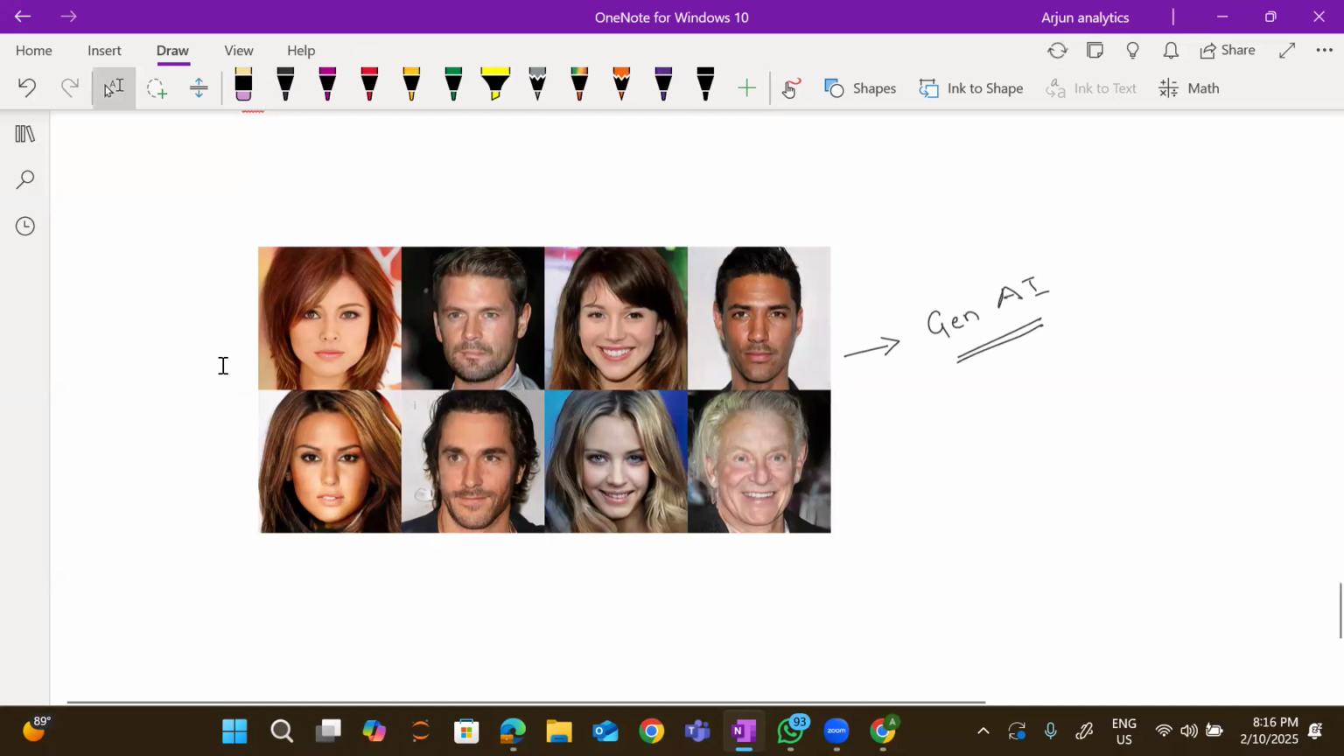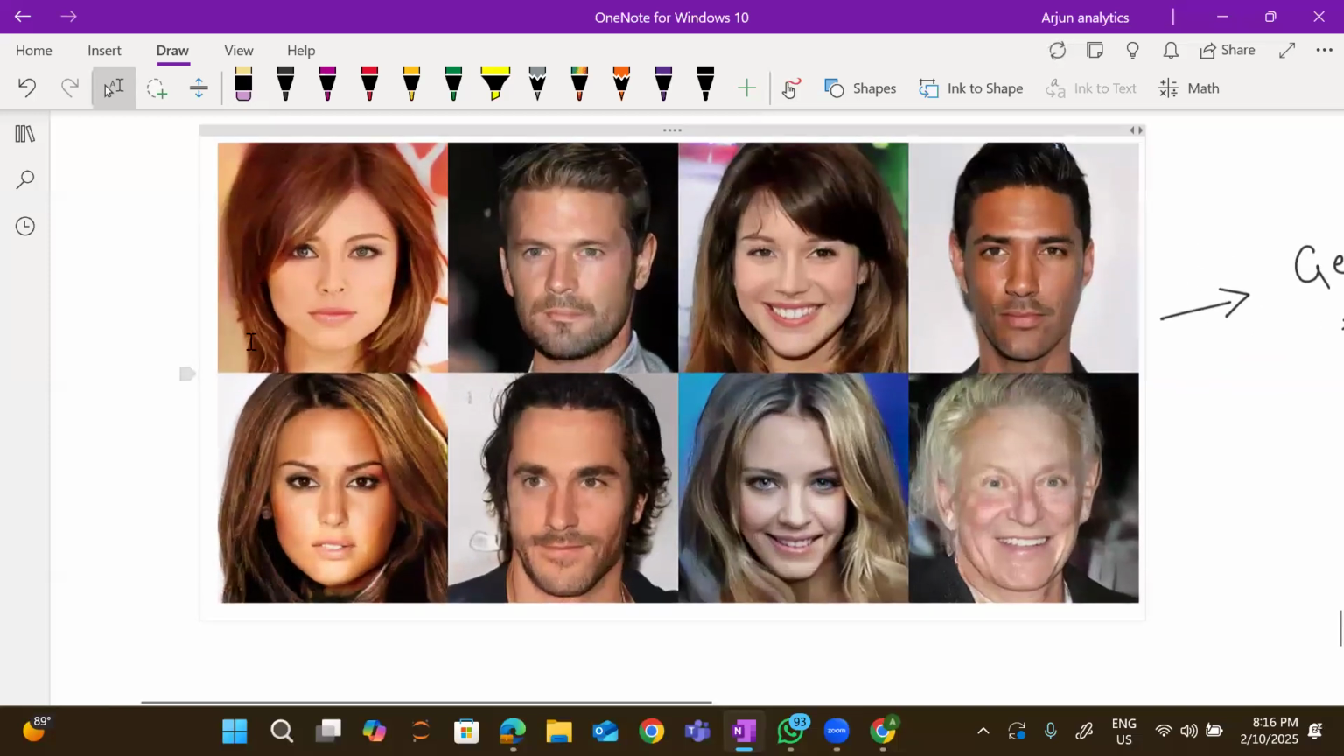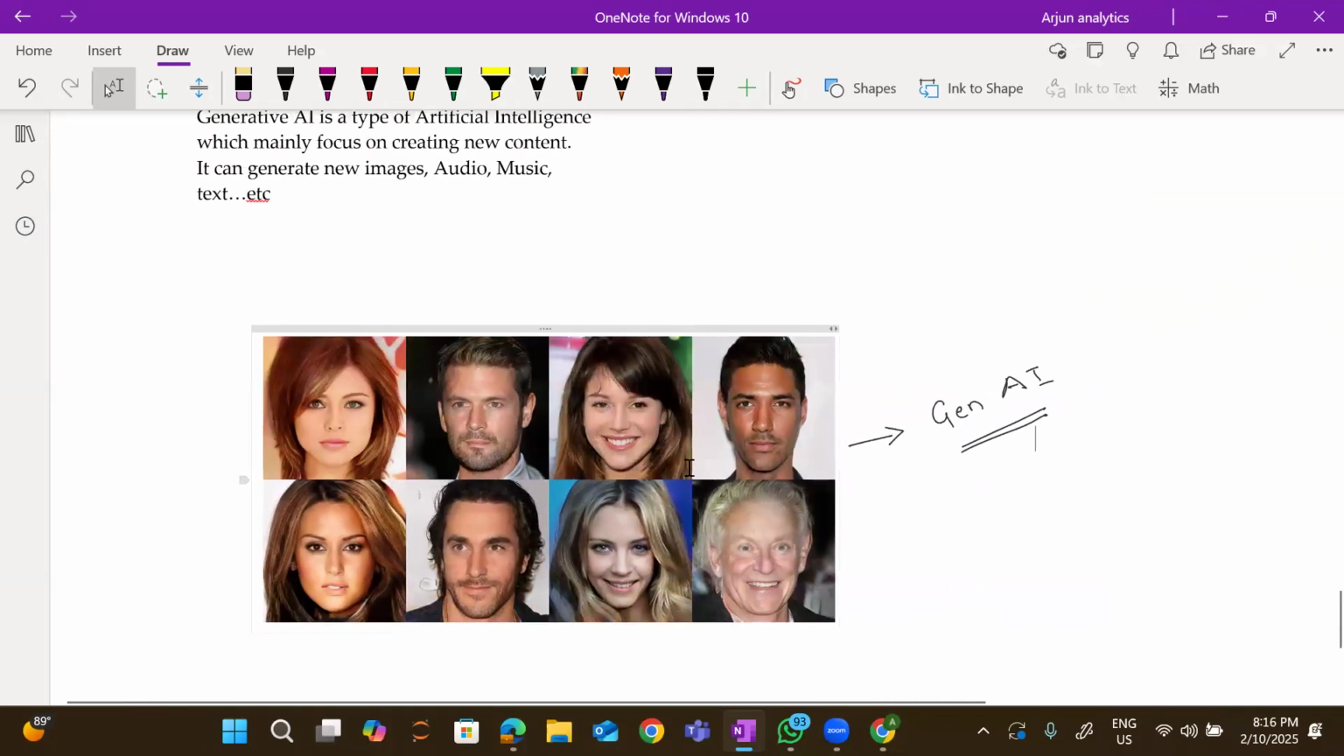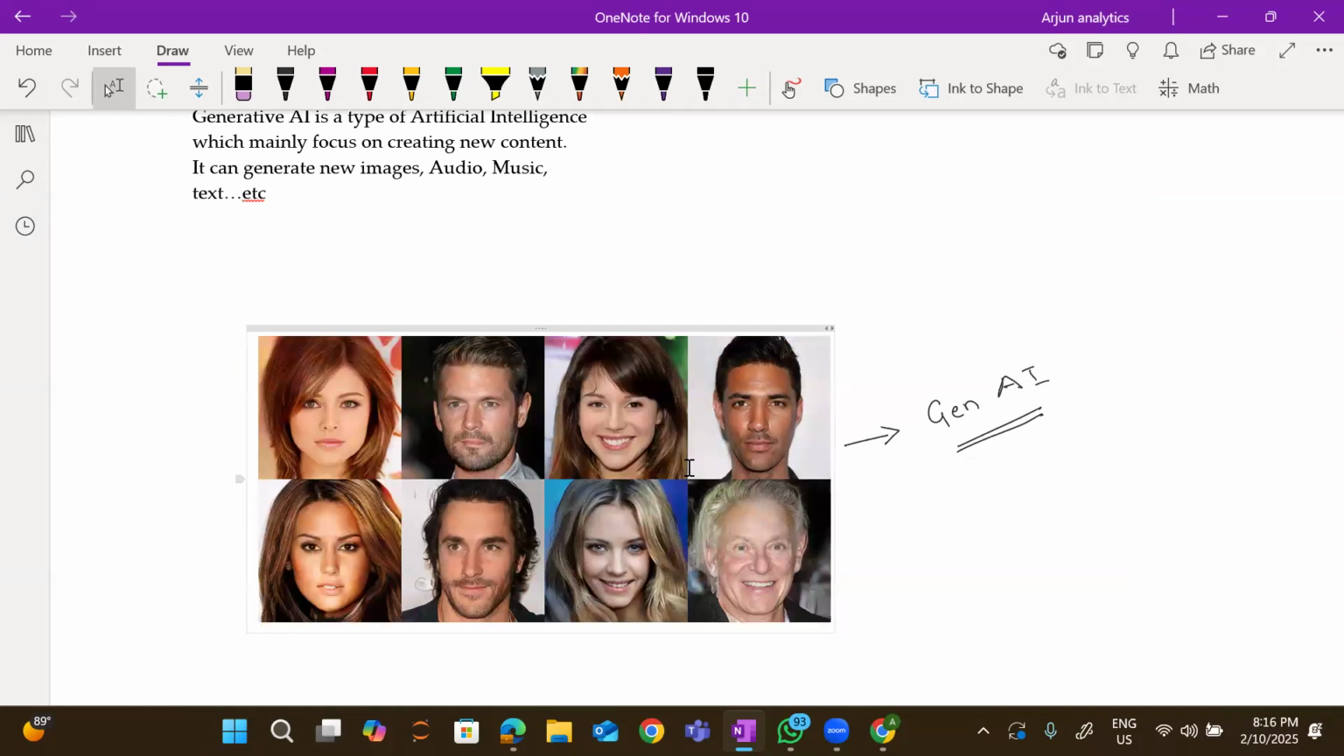Now look at the naturality in this picture. They are very natural, generated by our generative AI. This is the beauty of generative AI. One more thing: you must have listened to so many songs and music. Take 100 of your favorite songs and give them to your generative AI. It will compose an altogether new song.